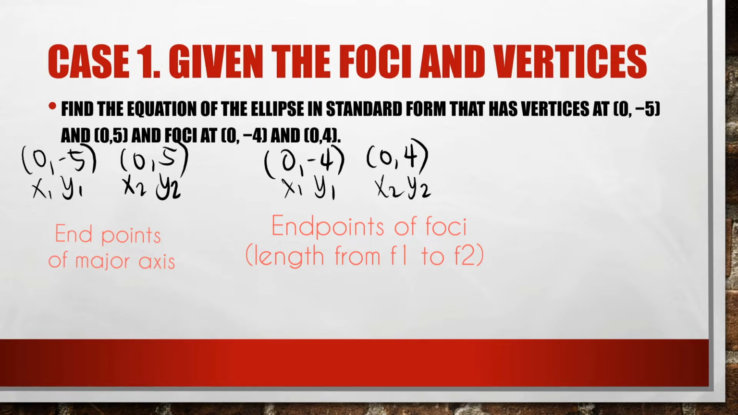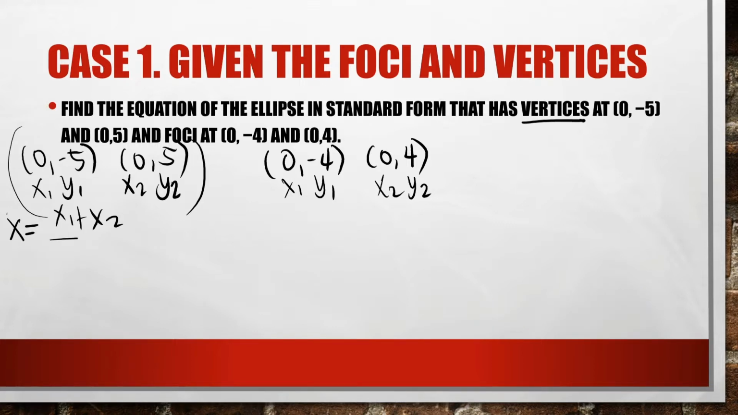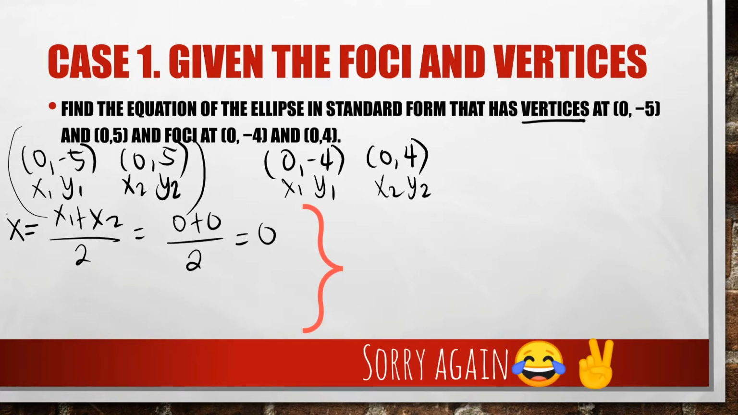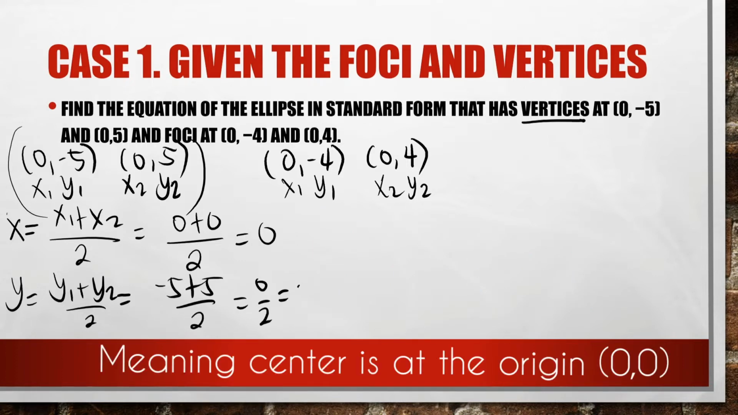Una ay hahanapin natin yung center by using the midpoint formula. Given naman yung vertices. So, using the midpoint formula, x is equal to x sub 1 plus x sub 2 over 2, which is 0. And then y sub 1 plus y sub 2 over 2. So, y sub 1 is negative 5 plus 5 over 2. So, 0 over 2 is 0. Therefore, yung center niya is (0, 0).